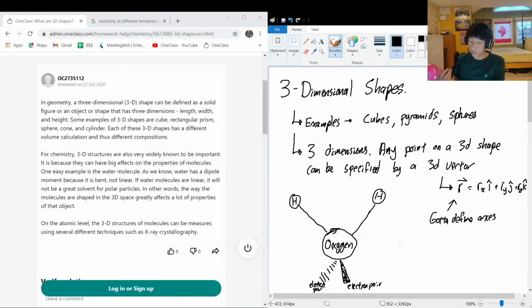And because of this shape, water molecules arrange in a very particular way. So the hydrogen bonds, these hydrogens here, they want to be close to the electron pair of another water.